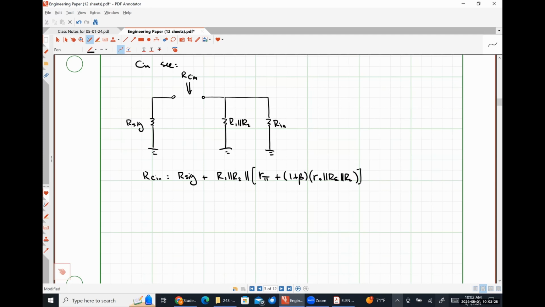We're doing low frequency analysis, so only coupling and bypass capacitors. When we do the high frequency analysis is when the internal capacitors come in.